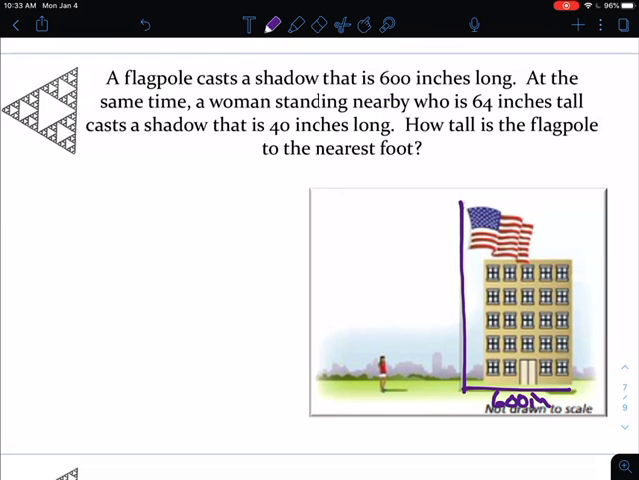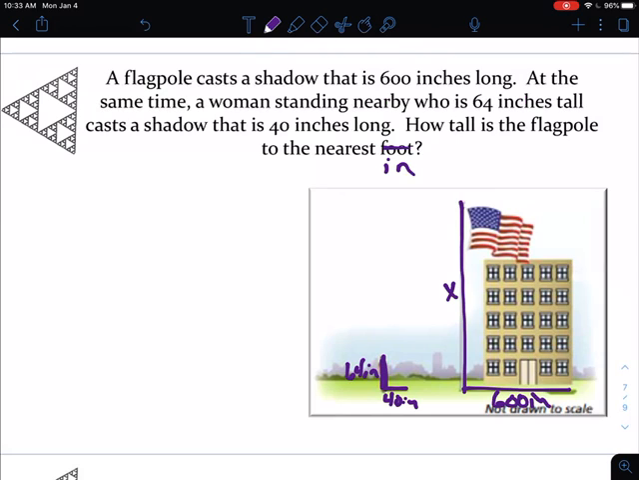At the same time, a woman standing nearby who is 64 inches tall. So this woman standing right here is 64 inches tall. She casts a shadow that's 40 inches. What we want to know is how tall is the flagpole. So how tall is that flagpole to the nearest foot? In this case, we're going to go actually in inches. This hasn't been changed yet.